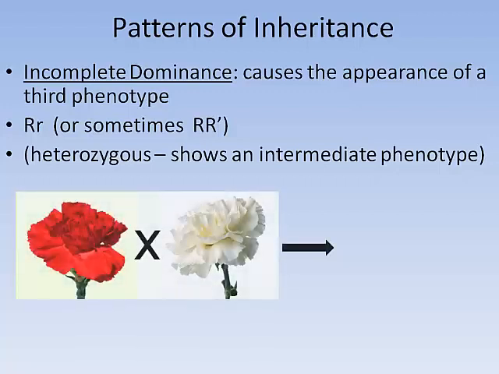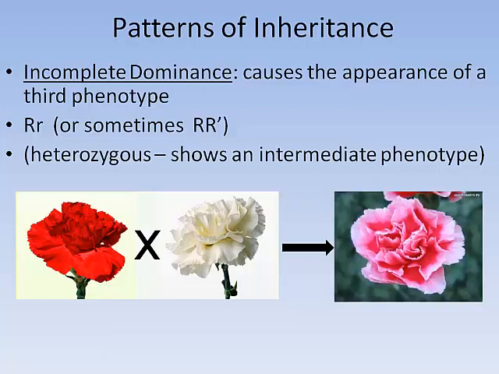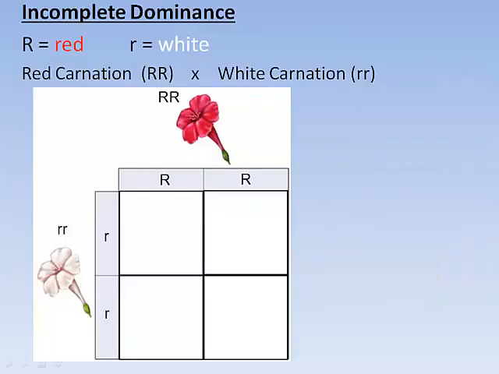So let's look at an example. In incomplete dominance, if we take a red carnation and a white carnation and we cross them, we'll get a pink. We don't get red, we don't get white, we get a third phenotype, right? A pink. So let's look at how that happens.